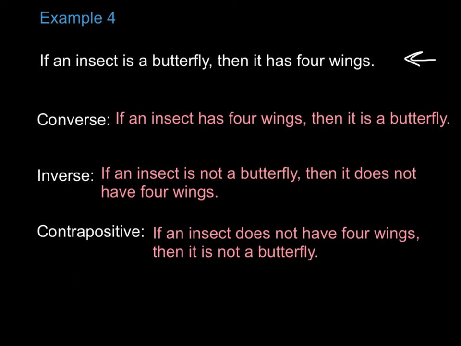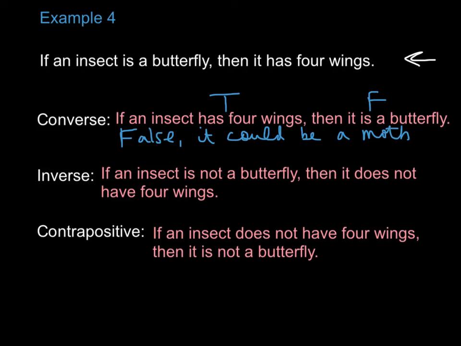So let's go through and see which ones are true and false. Now remember, if you can find a counterexample, then it's false. So, converse. If an insect has 4 wings, then it's a butterfly. Well, that'd be false. Why? Because if an insect has 4 wings, which could be true, it doesn't have to be a butterfly. You could say false because it could be a moth, let's say. That's not a butterfly, but it has 4 wings.